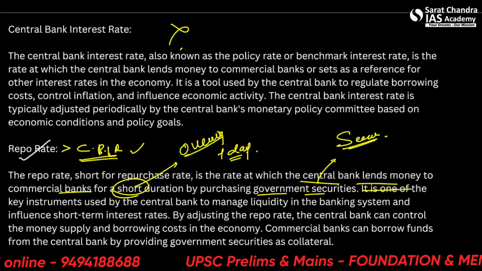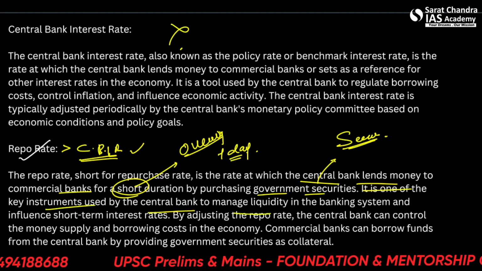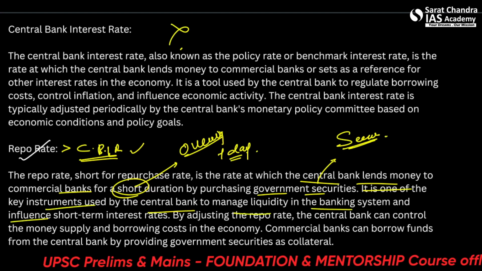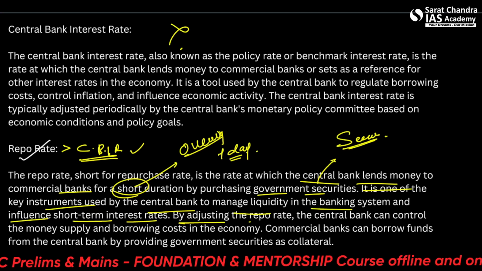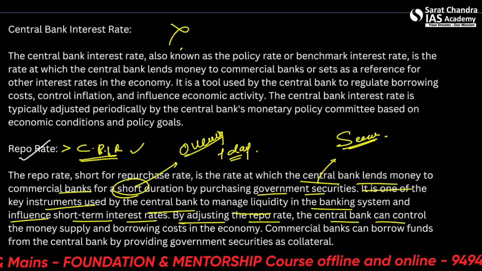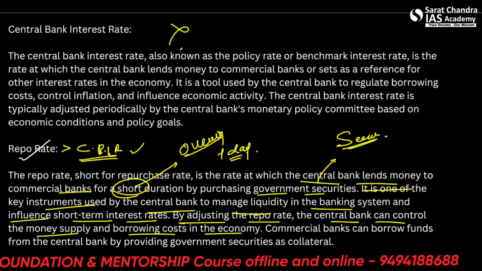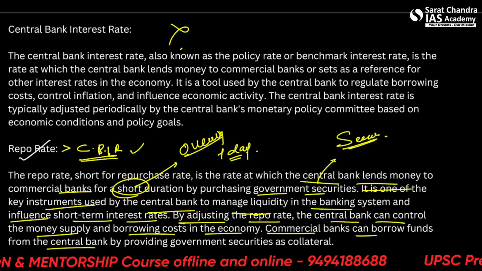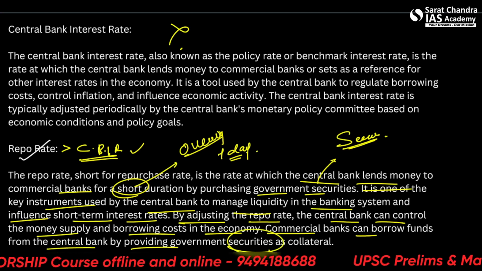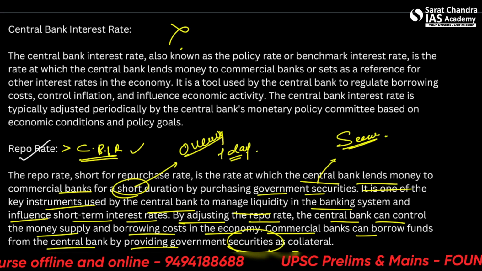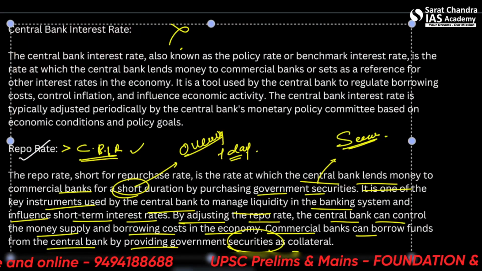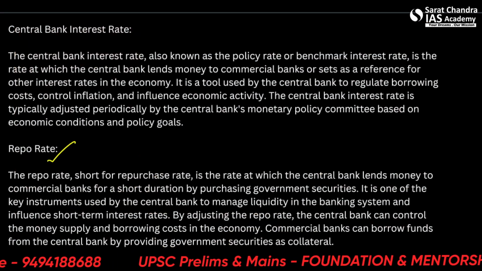Okay, so it's one of the key instruments used by the central bank to manage liquidity in the banking system and influence short-term interest rates. By adjusting the repo rate, the central bank can control the money supply and borrowing cost in the economy. Commercial banks can borrow funds from the central bank by providing government securities as collaterals. So please remember this repo rate thing, LAF. The securities as collaterals are necessary.